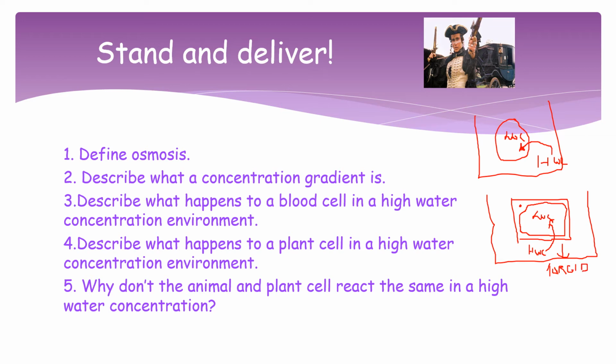And for the last question, why don't the animal and plant cells react the same in a high water concentration? That is because your plant cell has a cell wall, so the cell wall protects it. Our animal cell doesn't have a cell wall, so our animal cell will swell and burst. Our plant cell with its cell wall will become turgid because it can't burst, because it's got that cell wall to protect it. So well done if you got all 5 of these right. If you didn't get all 5 of these right, you might want to go back to the start of the video and then watch it over again.